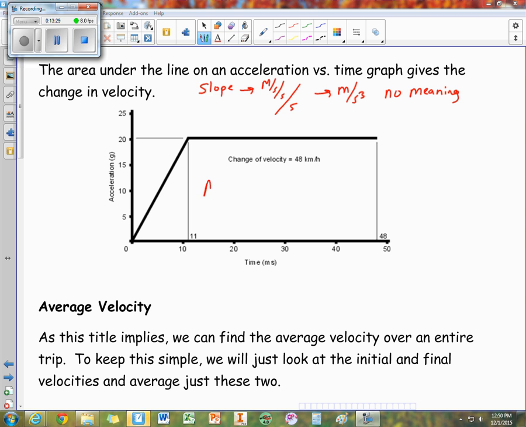Area, however, would be meter per second times second. Well, that's a meter per second. So in this case, the area equals change in velocity. Now I can't say that enough. It's not velocity, it has to be the change in velocity.